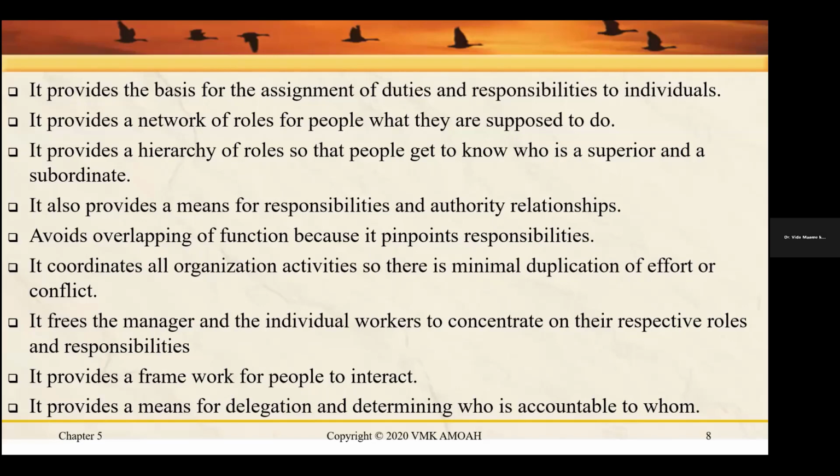It coordinates all organizational activities, so there is minimum duplication of work or effort, or conflicts. And it frees the manager and the individual to concentrate on their respective roles. I am the superior, you are the subordinate, and you know your roles and responsibilities. You know your lines of communication. Where do you go? It also helps the manager to focus on his or her responsibility.